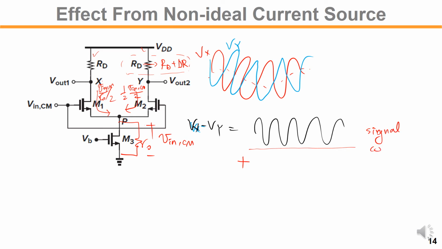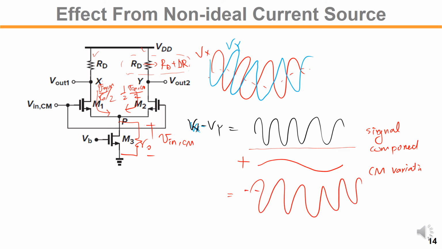plus CM variation added onto the output, right? That will create unwanted signal, right? On that, right? So for proper operation, it is important to have a large RO.